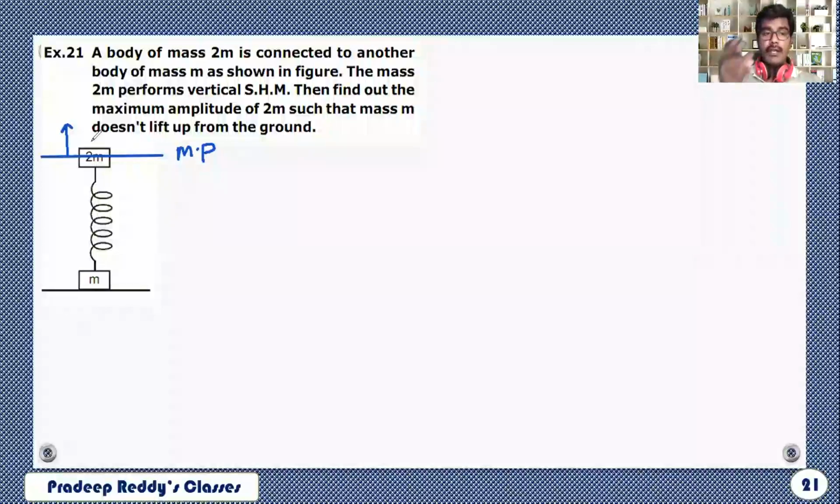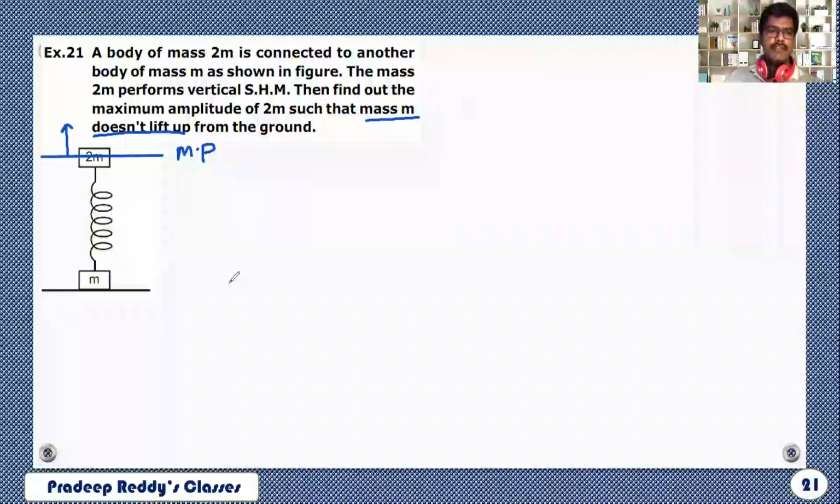But if you lift this 2m mass with greater force, the 2m mass will rise up, and along with that, mass m also rises up. So you should not apply force in such a way that the two masses are lifted up. In the question it is mentioned that mass m does not lift up from the ground. So you should execute SHM such that mass m does not get lifted from the ground. For that, you need to apply a minimum force, not a maximum force. You should apply a very small force over here.